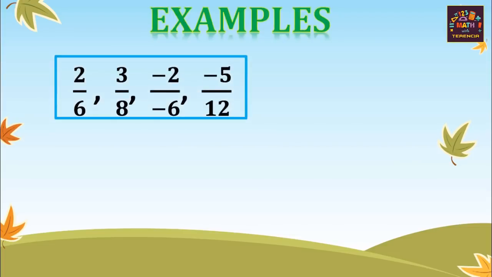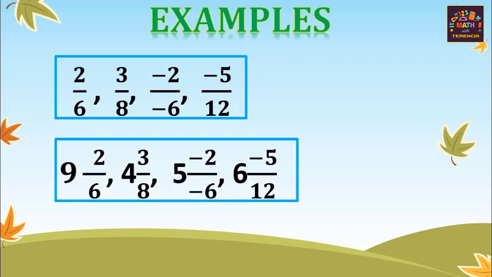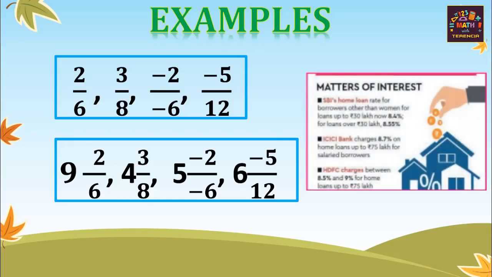Here are some numerical examples: 2 by 6, 3 by 8, minus 2 by minus 6. Yes, the rational numbers will also include integers. If you recall the circles, in the rational number circle, integers are also included. We can have negative rational numbers also, and we can have mixed numbers: 9 2 by 6, 4 3 by 8, minus 5 by 12, and so on. We can see many numbers.